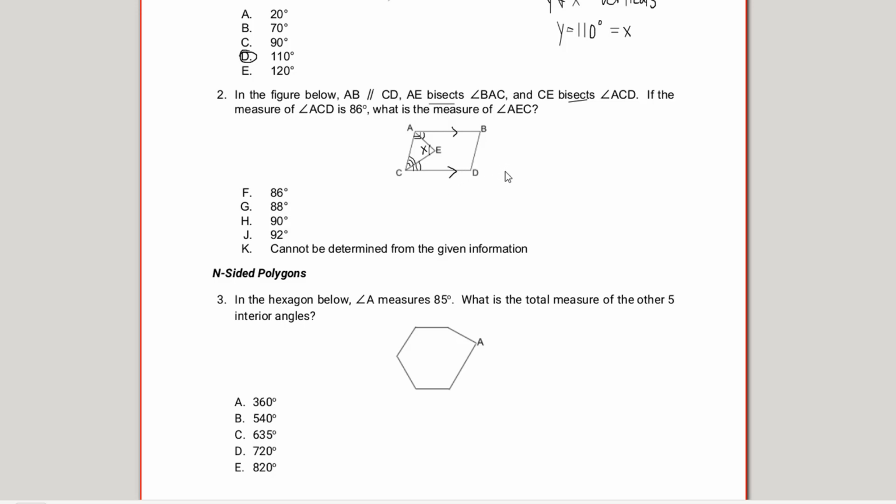So let's see. They give us that the measure of angle ACD is 86. ACD, that's this big angle. The whole angle ACD is equal to 86. So because we had talked about CE bisecting ACD, we know that the measure of angle ACE is going to be 1/2 of ACD. So that's 1/2 of 86. That makes it 43 degrees. So we know that this angle is 43 degrees.